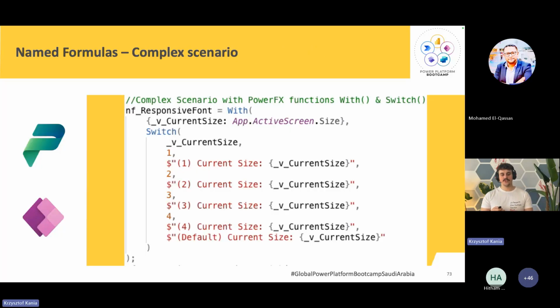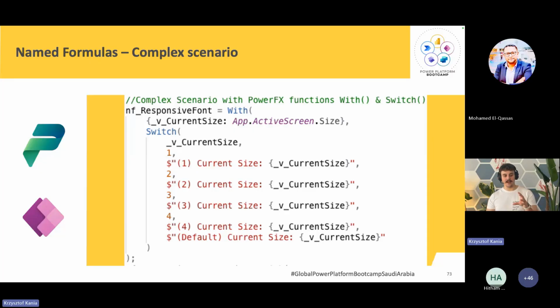Okay, now a complex scenario. Creating a table is not that complex. What about Power FX? How can we use the coding language inside Canvas apps to our advantage? The answer is we can do pretty much what we want over there. Most of the things will work. So here I've created a responsive font named formula that is working with a temporary variable, checking the currently open application screen size. So I can tell if I am working on a mobile device, tablet, vertical, horizontal, or a laptop.